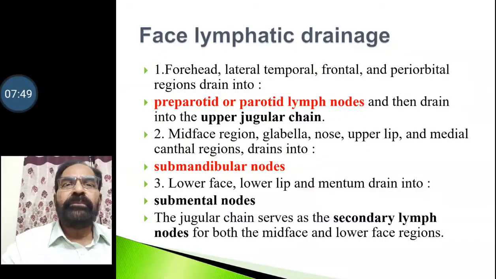Then we have the mid-face region that includes glabella, nose, upper lip, medial canthal regions, and this area drains into submandibular lymph nodes. And we have the lower face, lip and mentum, that is near the chin, that drain into submental lymph nodes. The jugular chain serves as secondary lymph nodes for both mid-face and lower face regions.